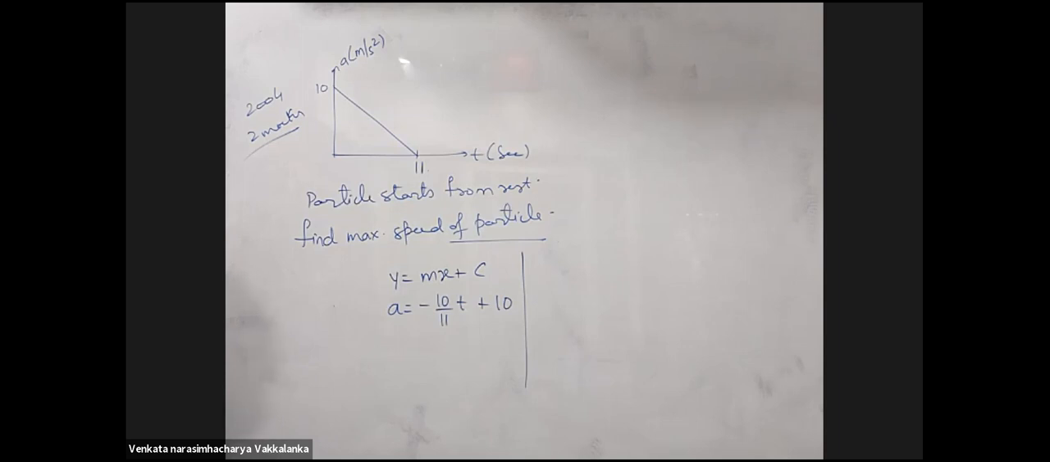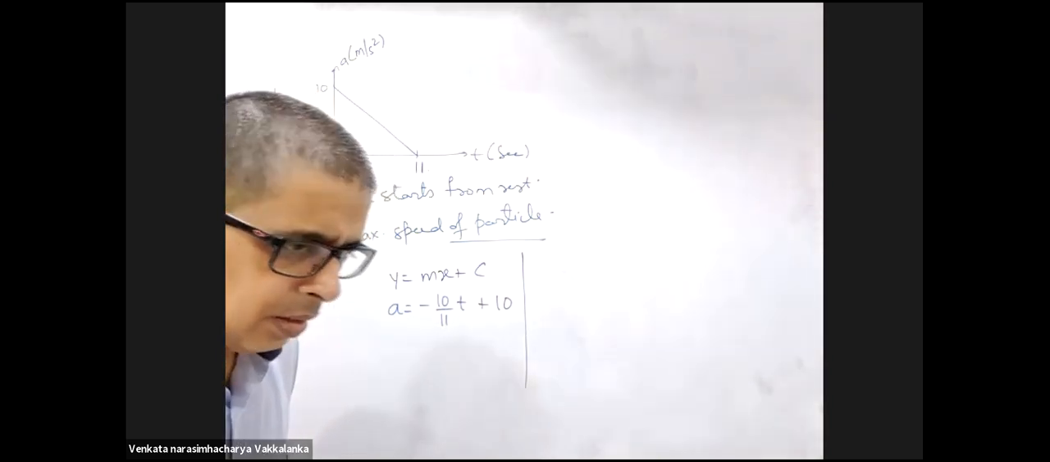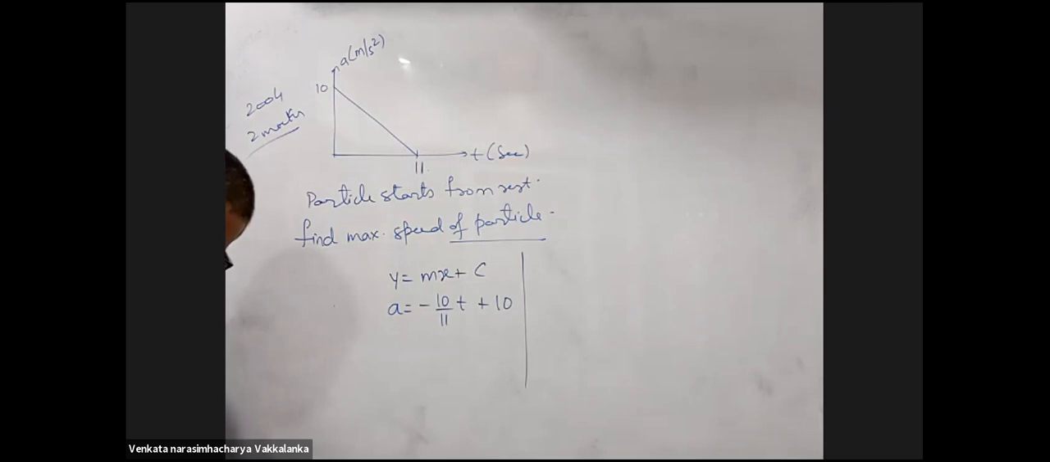So the slope of a versus t gives jerk, right? In a versus t, the area gives the change in velocity and the slope gives jerk. Jerk is colloquial language. Technically, we call it impulse. Yes, sir, done.